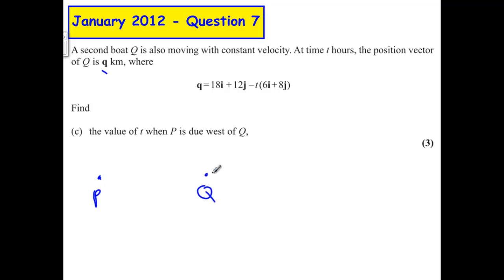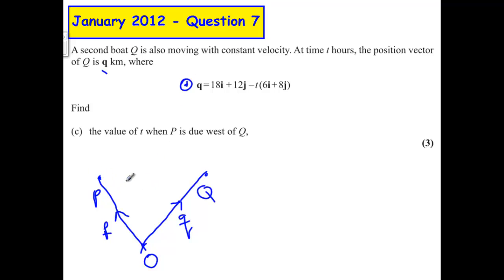So P, you'd have to head west to get from Q to P. Now if these are measured relative to some fixed origin, let's call this O, the vector to get from the origin to P is this lowercase p vector, which we worked out in part B of the question, and to get from the origin to Q, we would go along vector q, which is given here.